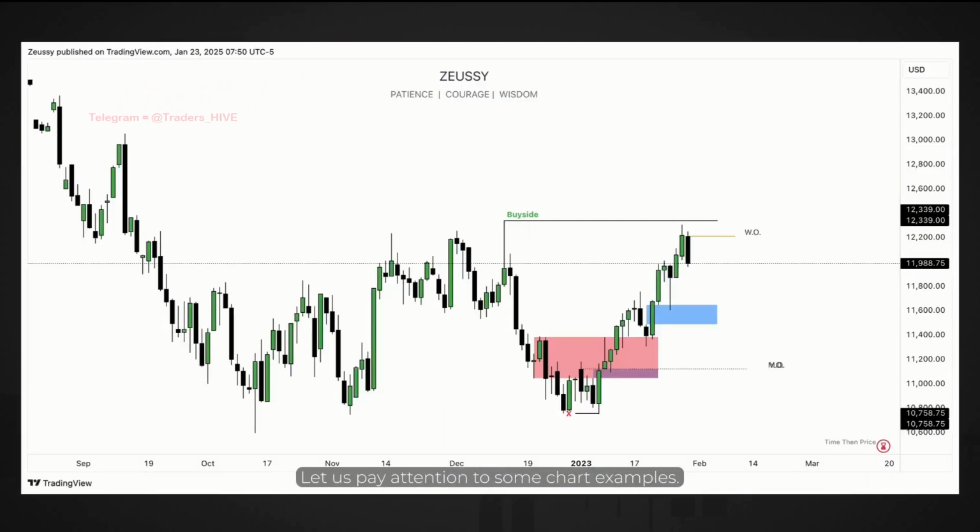Let us pay attention to some chart examples. Here we're on the daily chart of Nasdaq. And what I want you to see is that Nasdaq expanded higher beautifully here.